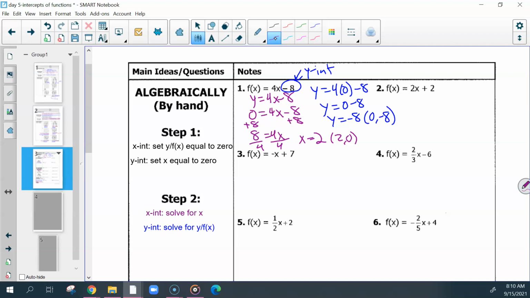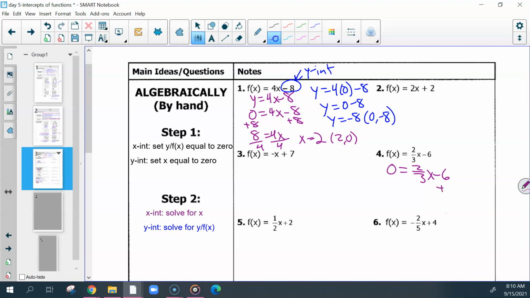So x-intercept again. I'm not going to change this to y like I did before, but you are more than welcome to do that every single time. I'm just going to skip to this next step and change this f of x to be 0. Get rid of it completely and just change it to be 0. Remember, f of x and y are the same thing, so I can do that. And then solve for x.